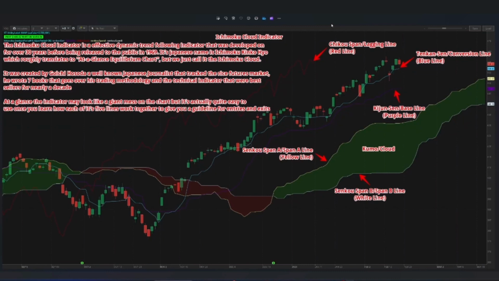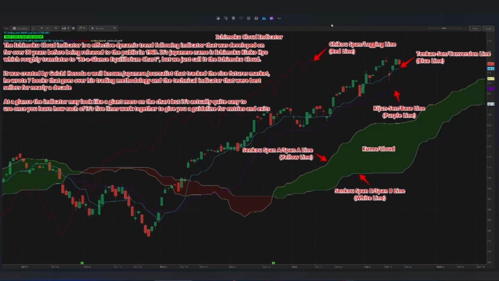It's an indicator that you can plot onto your chart and use with your candlesticks to figure out what the trend of the stock is going to be, if it's bullish or bearish. It's an effective dynamic trend following indicator. It was developed over 30 years before being released to the public in 1969.